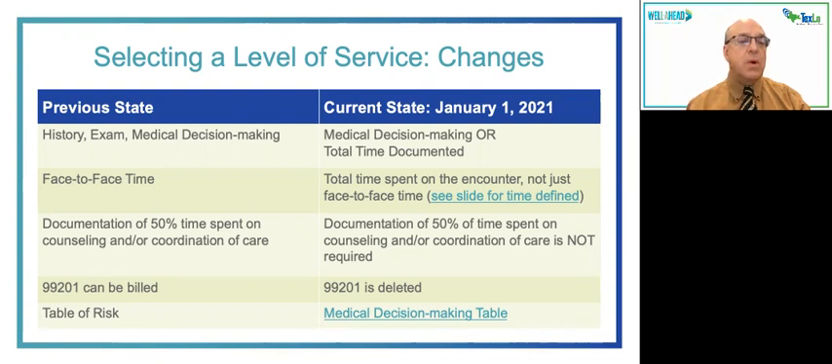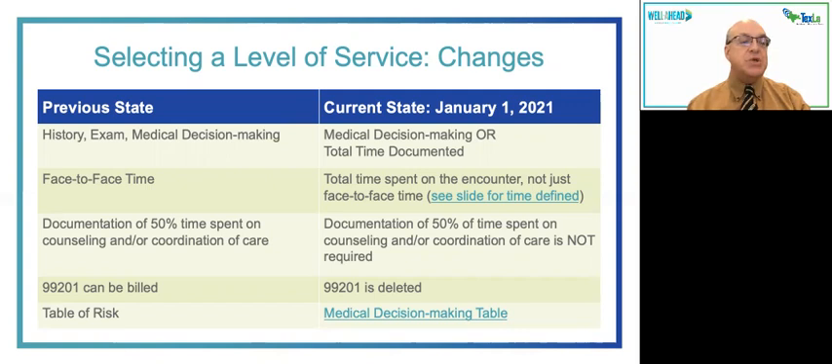Previously, we could either document that 50% of the time spent on counseling and or coordination of care had to be done if you were billing through that particular mode. Now, documentation of 50% of time spent on counseling and or coordination of care is not required. So you don't actually have to put that in. If you're doing the total time that you spent with the patient, you can actually use that entire time.